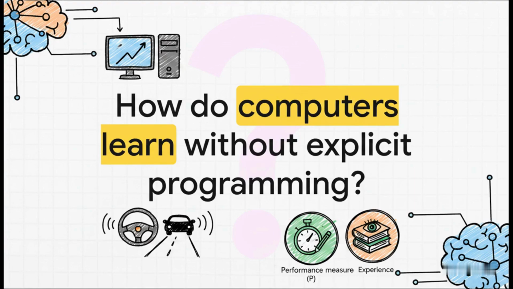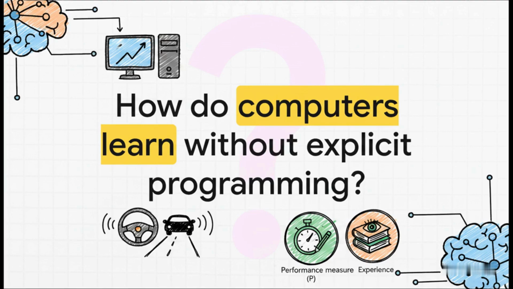Our source material beautifully defines this using a classic framework. Basically, a computer program is said to learn from experience, let's call that E, with respect to some class of tasks, T, and a performance measure, P, if its performance at tasks in T, as measured by P, improves with experience E. Okay, that sounds like a lot, so let's break that down because it's absolutely crucial.